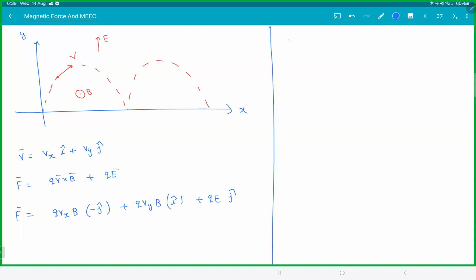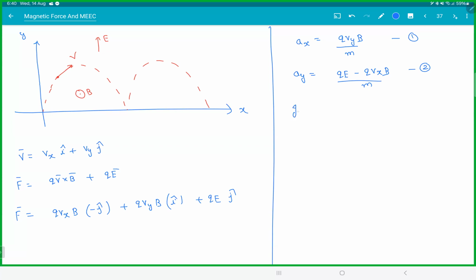From here you can see the ax will be only the i cap component, which is q vy B by m. Acceleration in the y direction will be the force on this, so that would be qE minus q vx B by m. And if you notice here, the acceleration in x depends on velocity in y, and acceleration in y depends on velocity in x. V naught is the amplitude. From SHM equations you'll never get the amplitude, you'll get omega.